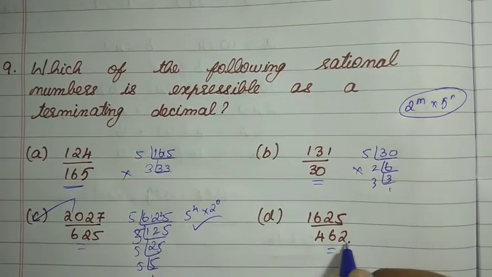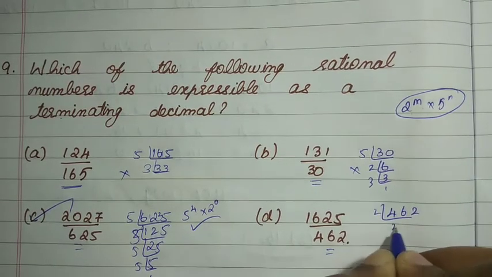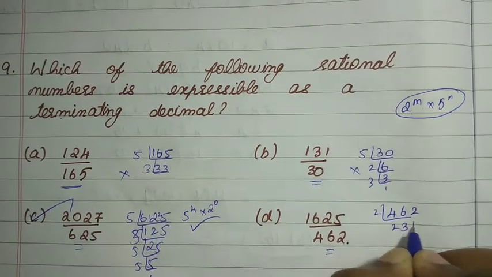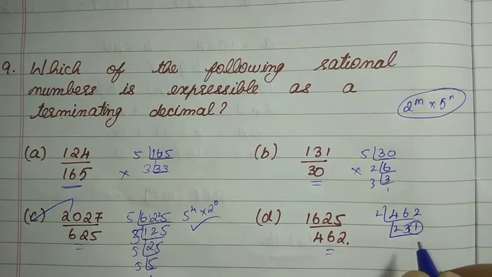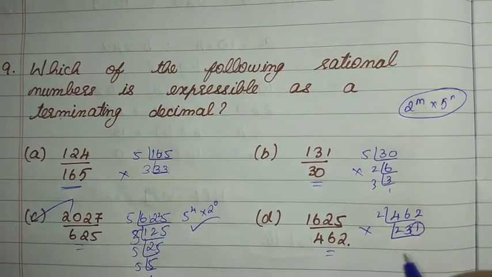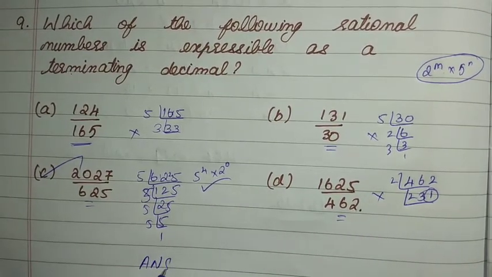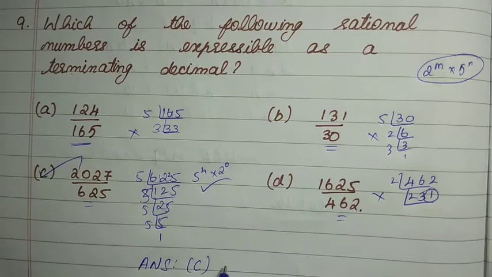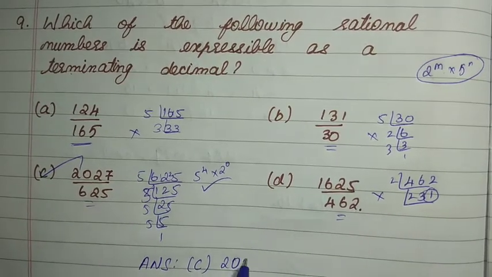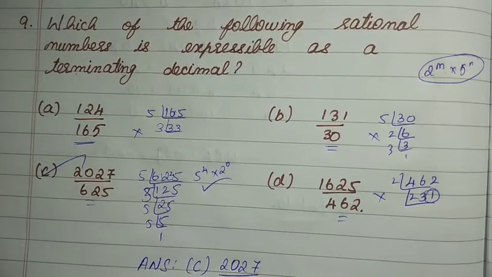So now let's check for this also. 462, let me take 2, 231. So here it is odd. So this is also incorrect. So only option C is right. So my answer will be option C, 2027 divided by 625. That's it.